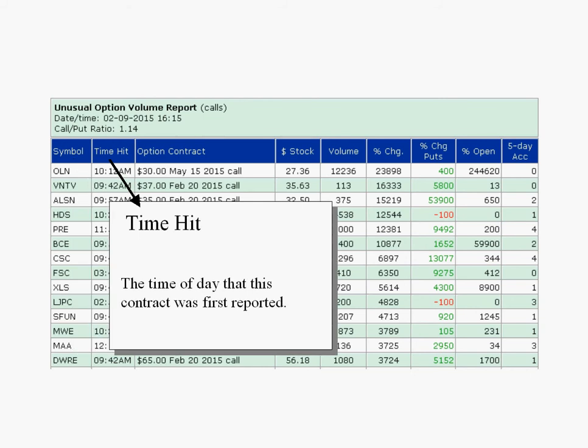Time hit is the time of day that this contract was first reported. Now, that's important, because if that contract was reported at 9:45 a.m., that's what it'll show in that column, regardless of how many other times it appears throughout the day. So that alerts you as to when it was first spotted, because they could be buying or trading that option all day long.